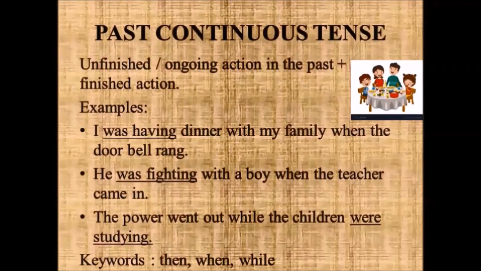When your sentence consists of some unfinished or ongoing action in the past which is followed by some finished action, you use past continuous tense in that case. For example, I was having dinner with my family when the doorbell rang. So you have two incidents happening here, that is the ringing of the doorbell and having dinner. So having dinner started in the past and it was happening, and by the time the incident happened, that is ringing of the doorbell. So the finished action here is ringing of the doorbell and the unfinished action or the progressive action is having dinner. So we use past continuous for the incident having dinner.